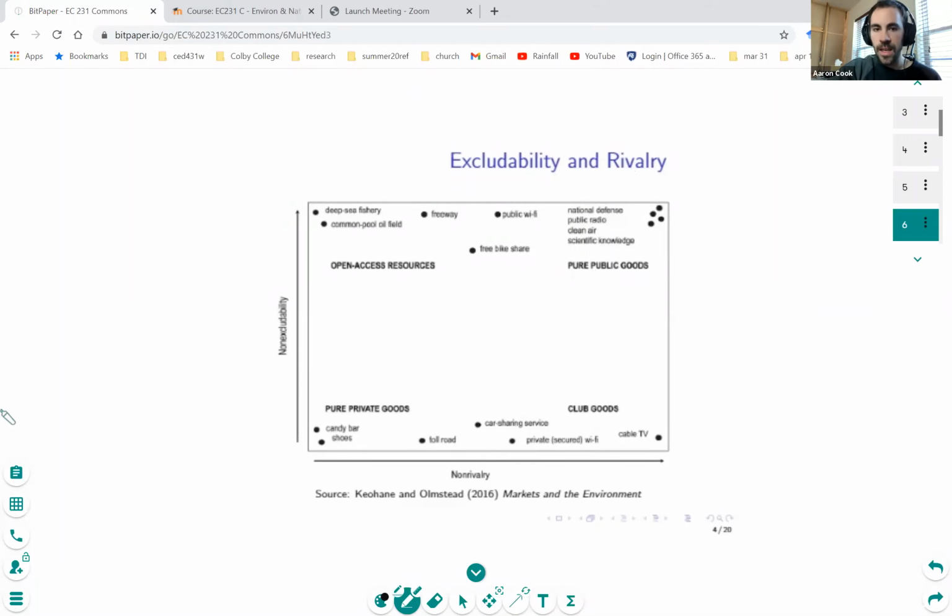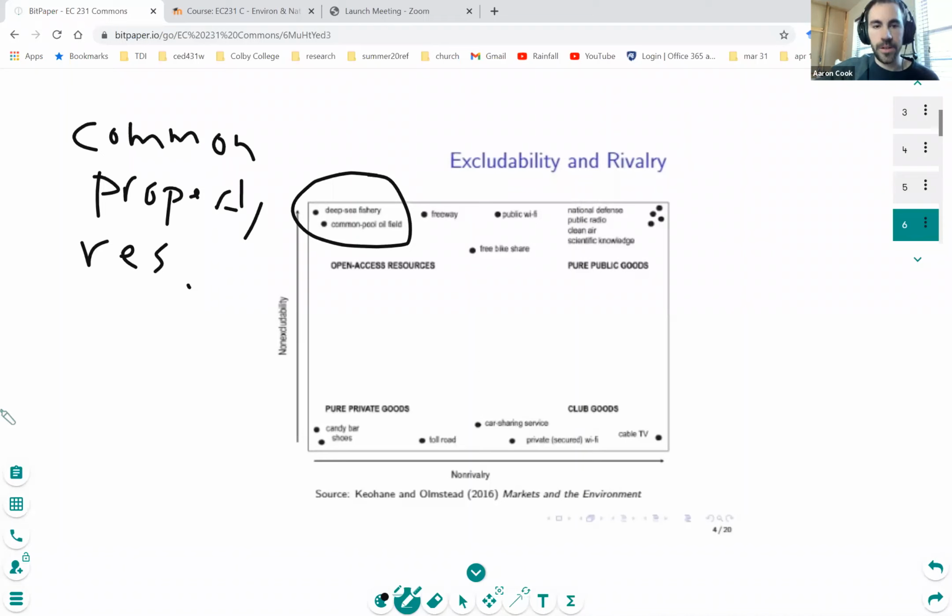and to think about where different kinds of resources fit along these two dimensions of excludability and rivalry. So in this next part, we're going to talk about fisheries as being an important example of common property resources. So these are fisheries, other kinds of natural resources which are available for extraction. Those fall into the category of common property resources.